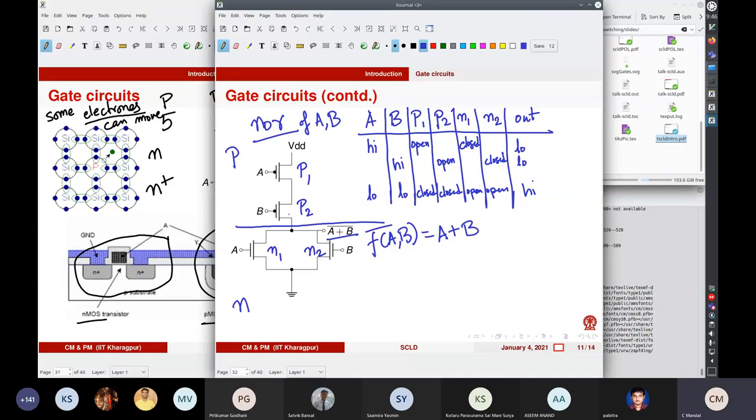And you will also see that for a parallel structure here, you have a corresponding series structure over here. That is very important for this sort of circuit to work properly. So you have a complementary kind of structure. If it is parallel here, it will be series over here. All right, so that is how this works.